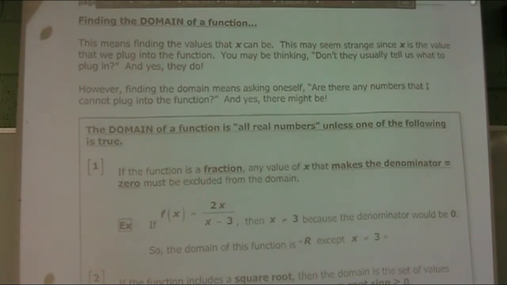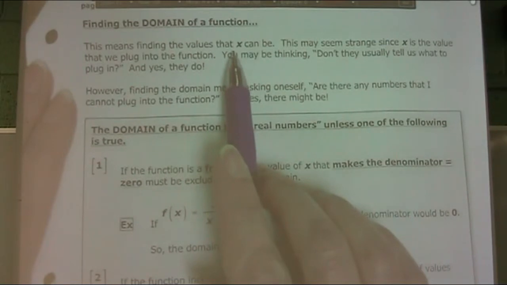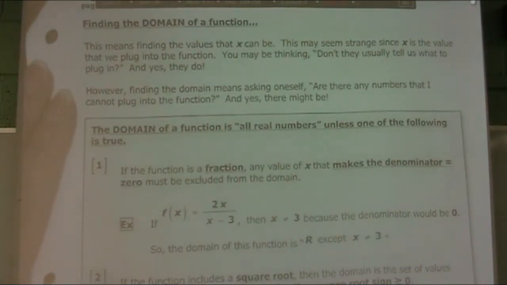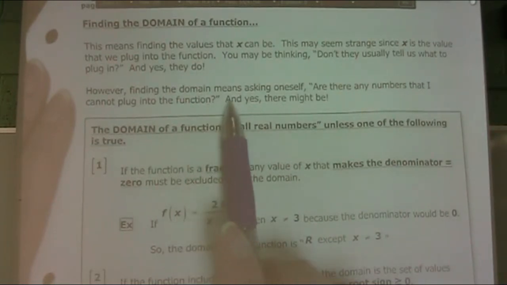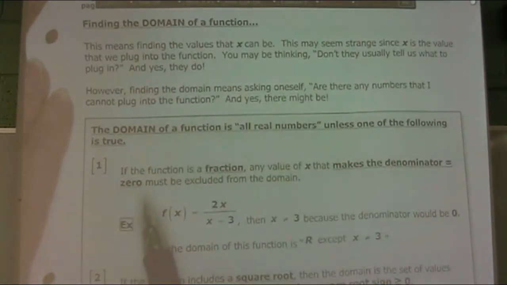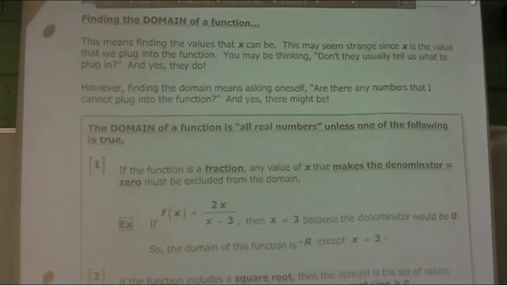All right? So finding the domain of a function means finding the values that x can be. This may seem strange since x is the value we plug into the function, and you may be thinking, don't they usually tell us what to plug in? And yes, they do. However, finding the domain means asking oneself, are there any numbers that I cannot plug into the function? And yes, there might be. That will occur if one or both of these two situations occur, all right? And there's two situations which will limit your domain.